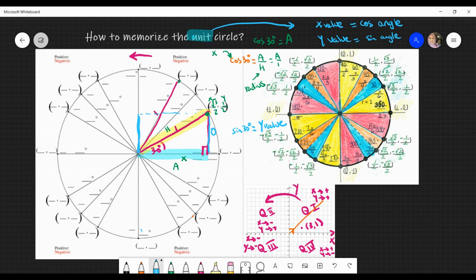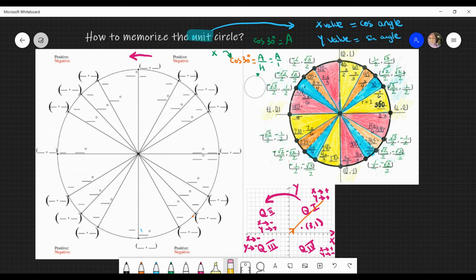And I don't like you to memorize without understanding, and this is why I presented the reason why we say cosine is the x value and sine is the y. So we can generalize and use it from now on that the cosine is going to be the x value and the sine will be the y value of the angle. So let's see how we can memorize those coordinates.